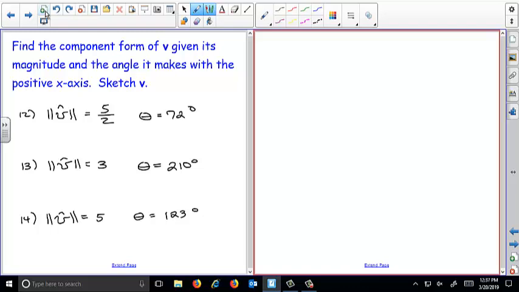Okay, find the component form of v given its magnitude and the angle it makes with the positive x-axis. Sketch v. So we'll sketch it after we figure it all out here. There's two ways you can do this. One is like the last problem. Let's let u be the unit vector in this case, and u is equal to the cosine of theta i plus the sine of theta j, or we could say u is equal to cosine of theta comma sine of theta, where this theta has to be with respect to the positive x-axis.